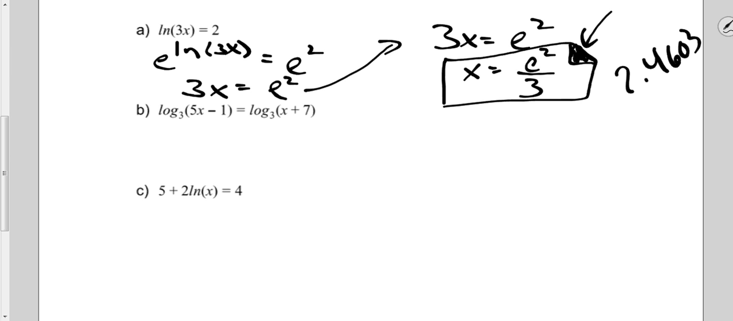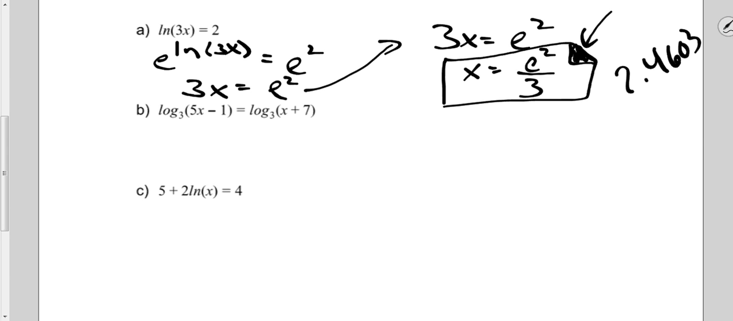Now, I can do one of two things. There are two approved processes here that I can use. One is the fact that logarithm is a one-to-one function, right? So then I can just ignore the log base 3's and say 5x minus 1 equals x plus 7. Or I can exponentiate both sides. To what base? Base 3, right? Why base 3? That's the base of the logarithm. So I can do 3 to the log base 3 of 5x minus 1 equals 3 to the log base 3 of x plus 7.